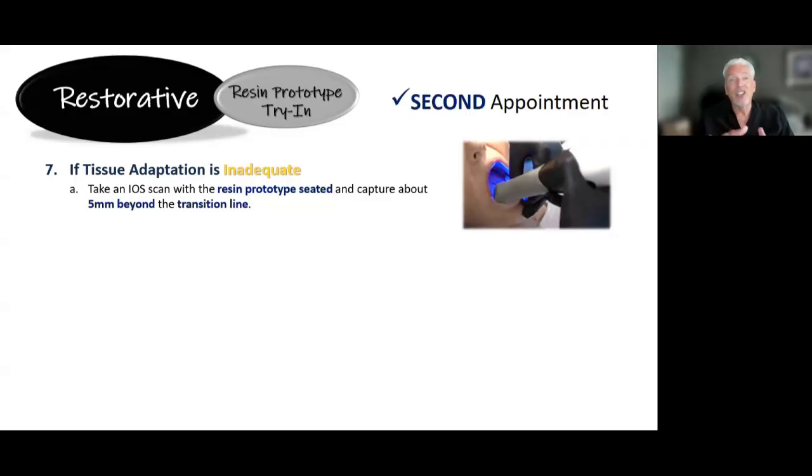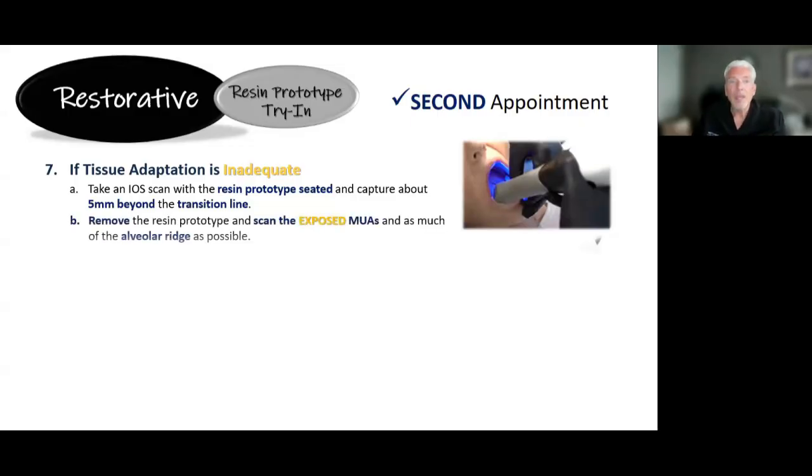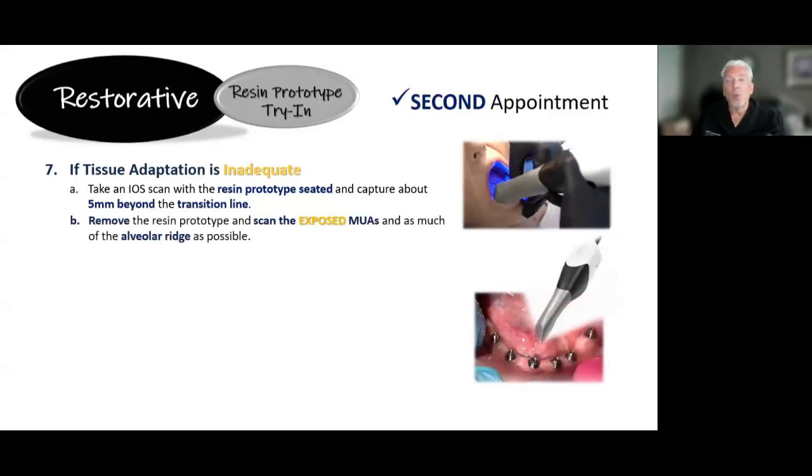But as I mentioned, you could scan ours, you scan that with your iOS scanner and not have to pick up any impression material. For sure, you can do the same thing here. So you would just scan the resin prototype in place. Again, do that 5 millimeters below or above that transition line. Remove the prototype, scan those exposed MUAs. We got to make sure we're lining things up still properly here.